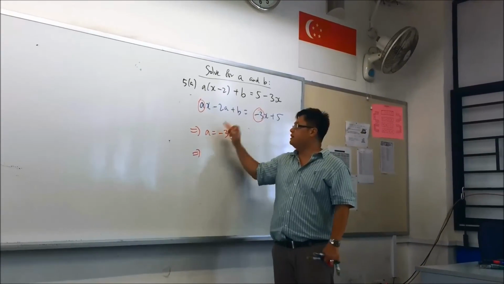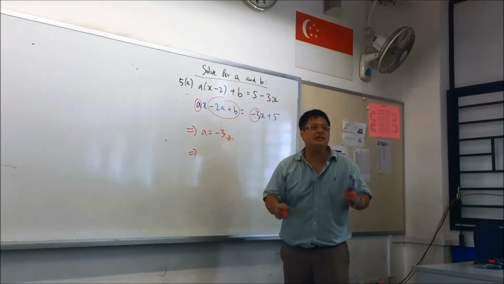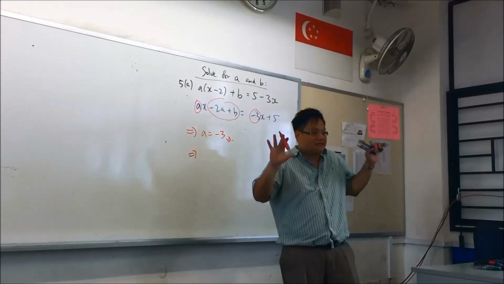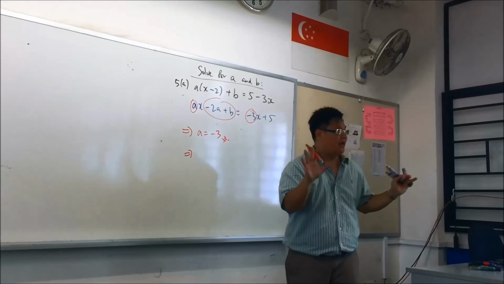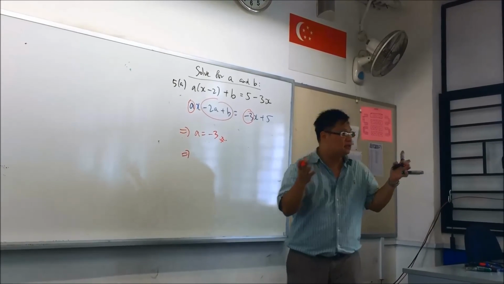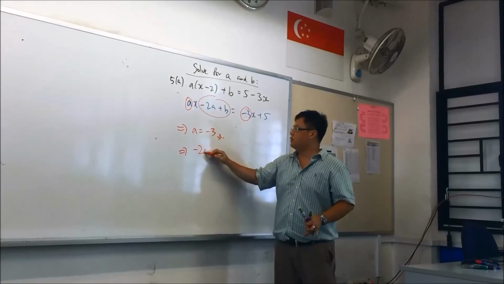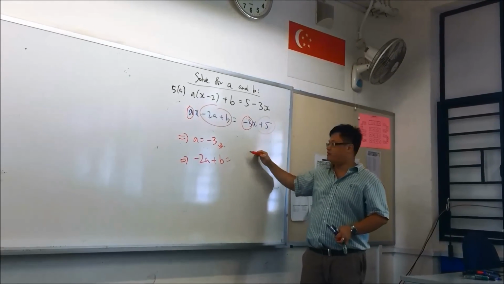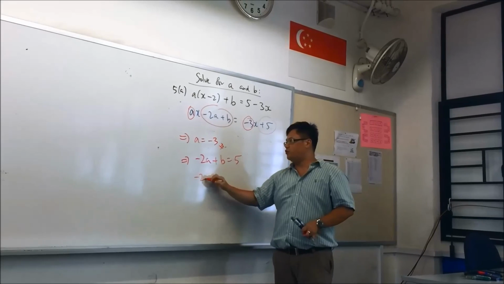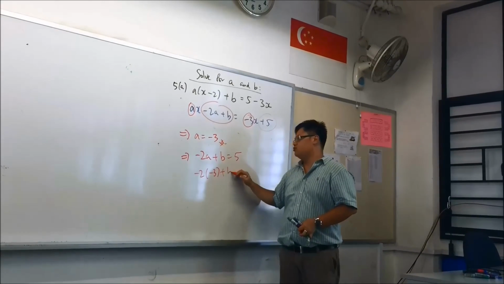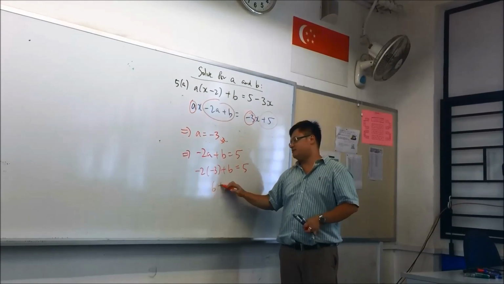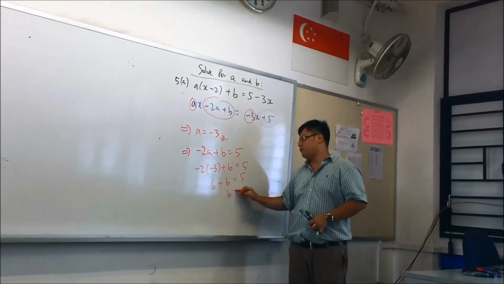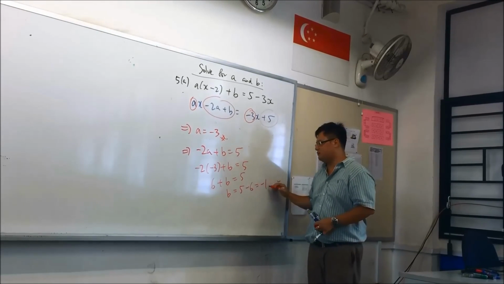So by comparison, the term that is independent of x. The term that is independent of x means the term that has no x inside, or constant term. So it's negative 2a plus b. This must be equal to what? The constant term, which is 5. So over here, you replace a with negative 3. So we have 6 plus b equals 5. b equals 5 minus 6 equals negative 1.